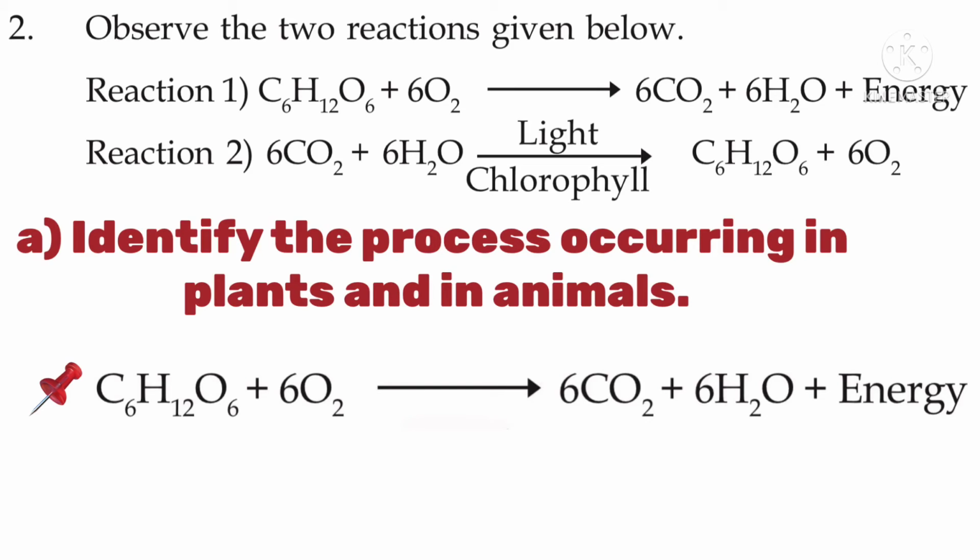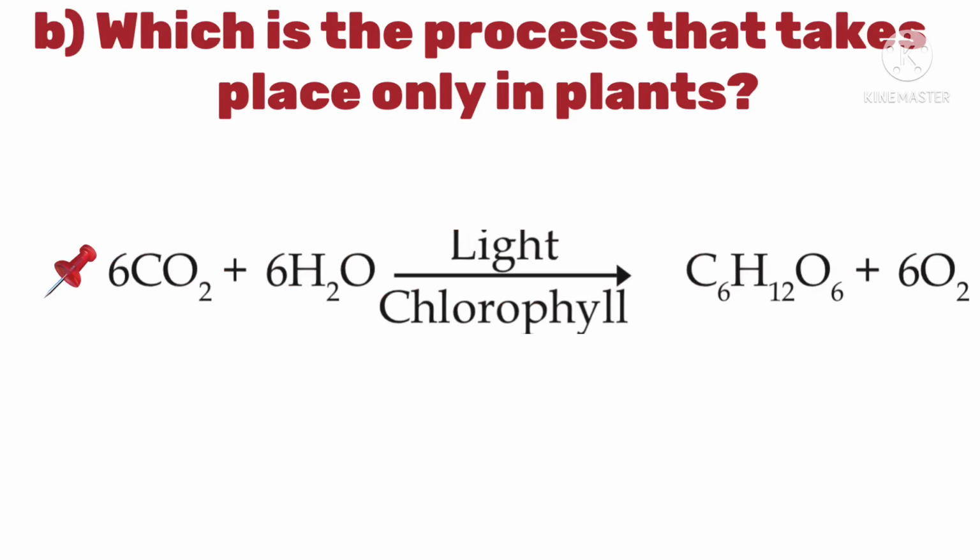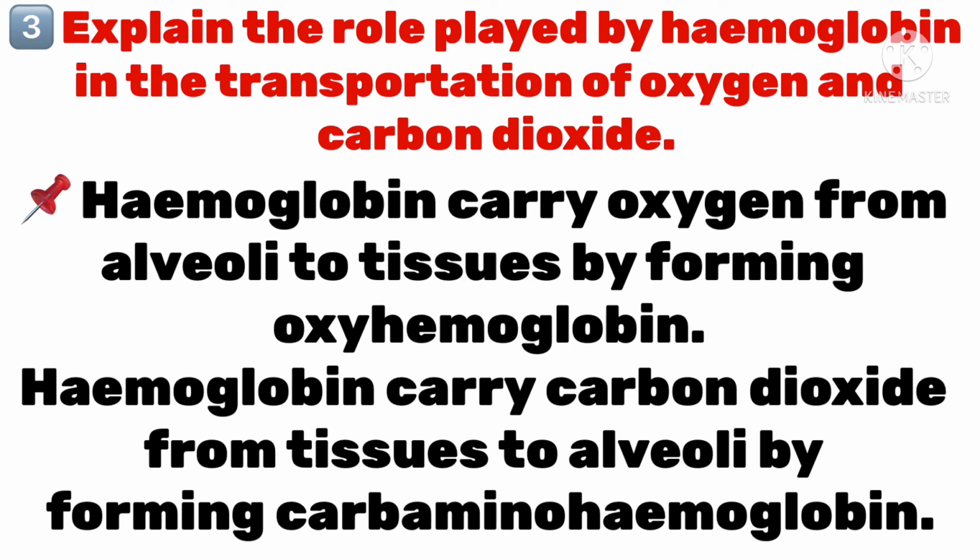Answer: C6H12O6 + 6O2 gives 6CO2 + 6H2O + energy. B. Which is the process that takes place only in plants? Answer: 6CO2 + 6H2O gives, in the presence of light and chlorophyll, C6H12O6 + 6O2. Third question.